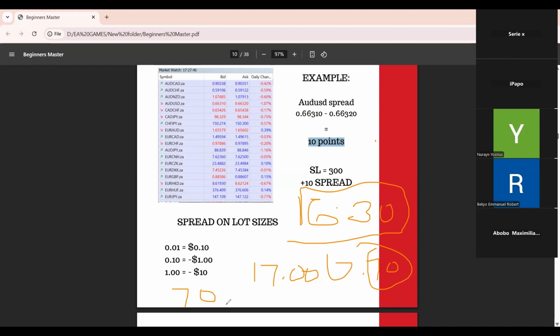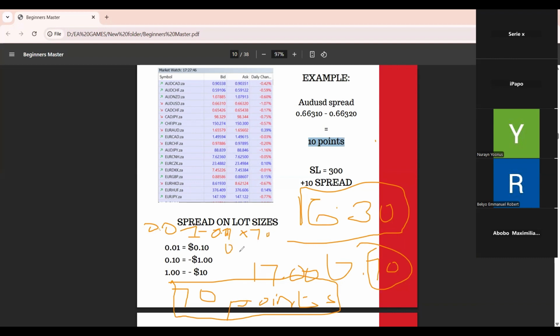So let's say, for example, 70 points. That means if you're opening a lot size of 0.01 with this kind of spreads, for every 10 points, this is 70, right? For every 70-point move, what you are going to lose is 0.01 lot size times 70.